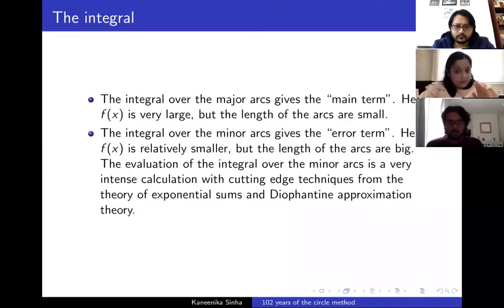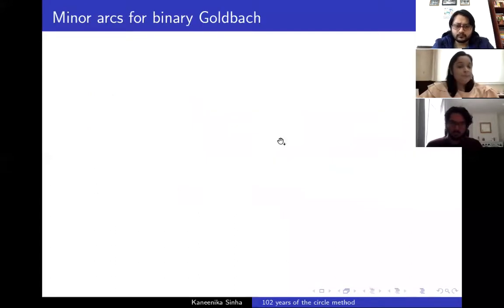So evaluation of the integral over minor arcs is a very intense calculation, and it uses cutting edge, very deep techniques in analytic number theory, from the theory of exponential sums and Diophantine approximation theory. I will just leave this here. I won't go into all these details right now. So let us just focus on the minor arcs. Let's again just have a rough philosophical understanding.